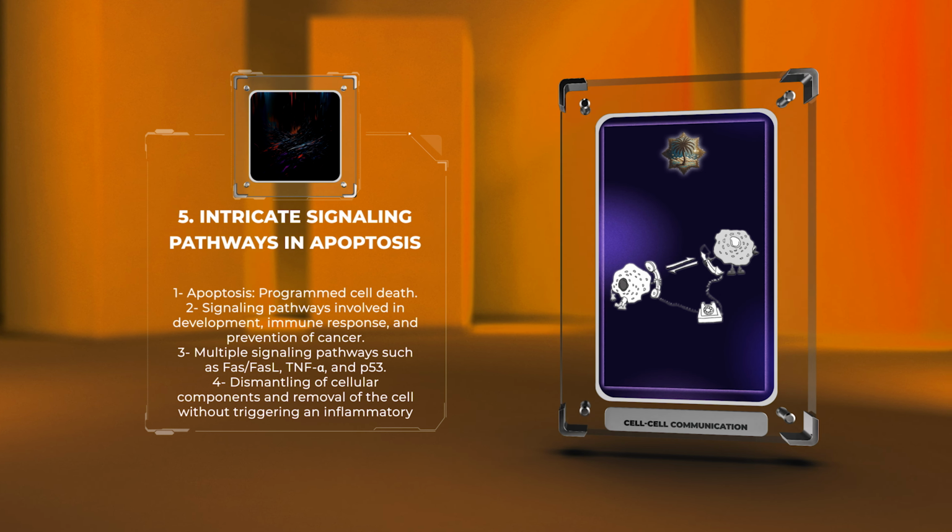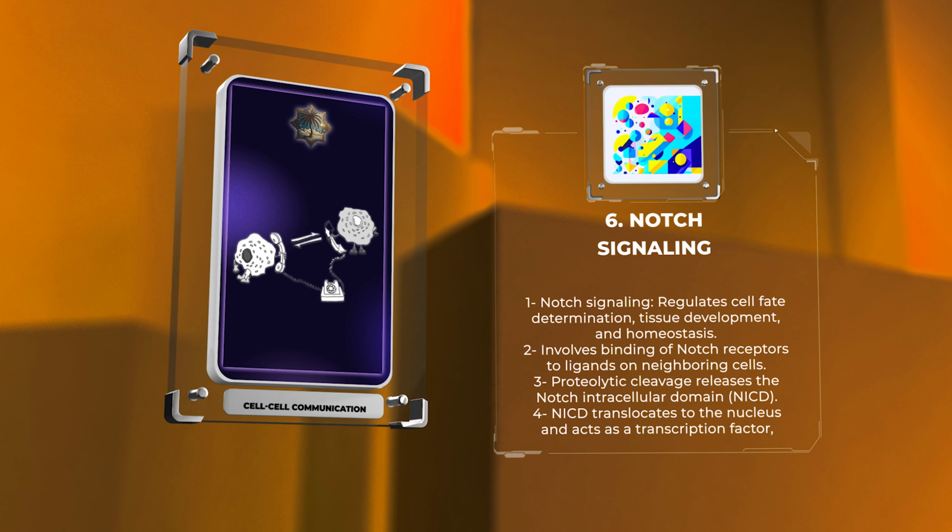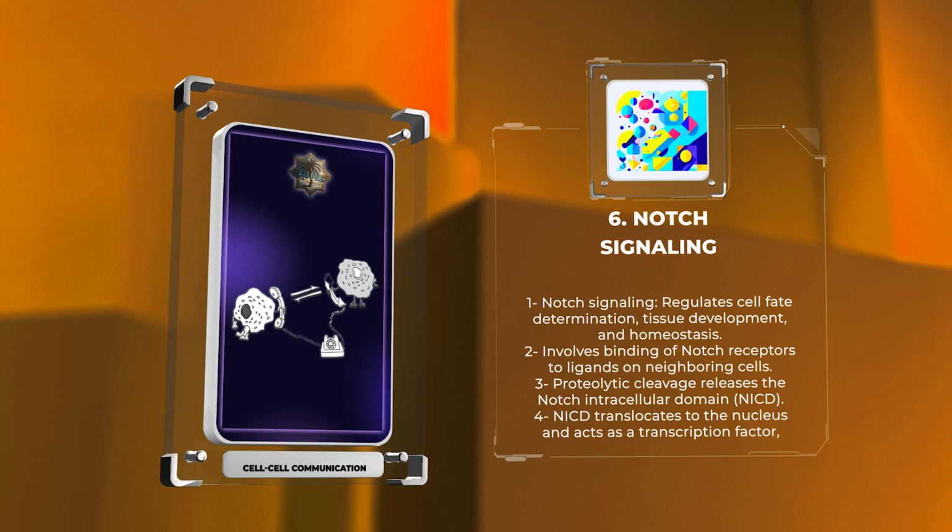Notch signaling is an evolutionarily conserved pathway that regulates cell fate determination, tissue development, and homeostasis. It plays a pivotal role in processes such as embryonic development, stem cell maintenance, and immune system regulation. The Notch pathway involves the binding of Notch receptors on one cell to ligands on a neighboring cell. This interaction triggers proteolytic cleavage, releasing the Notch intracellular domain, NICD. NICD then translocates to the nucleus, where it acts as a transcription factor, regulating gene expression and influencing cell fate.